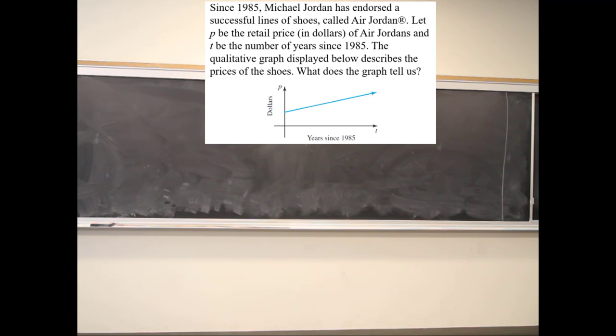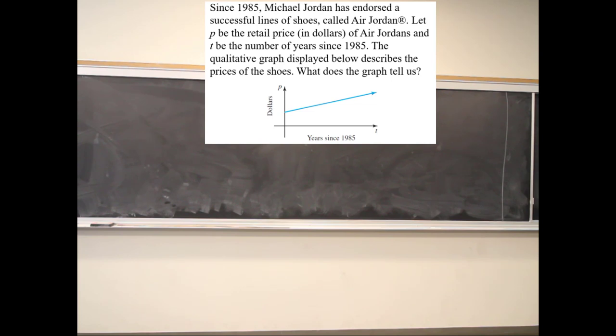What's the fancy math word? Linearly. It's been going up in a linear fashion. So it seems like every single year there's been a steady, consistent increase in the price according to this graph. So that's what we can tell out of the qualitative graph. Good? Yes? Questions, comments, issues?